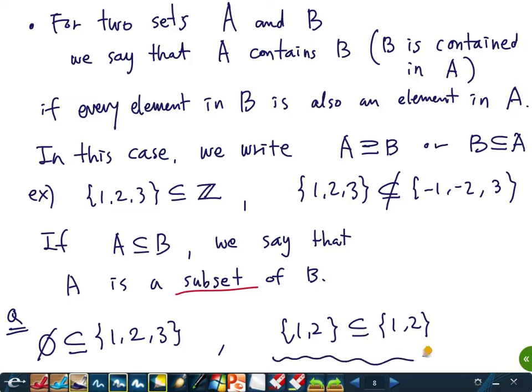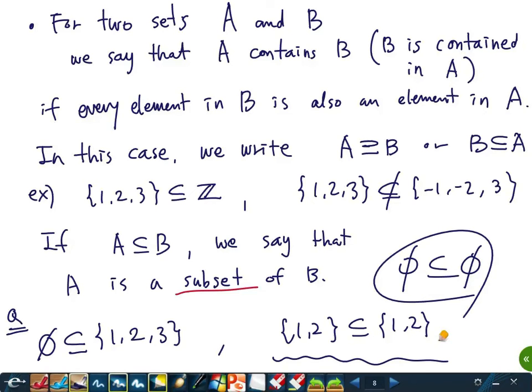What about this? Is this true? Yes? Everything here is also here. They can be the same thing. It's possible they're the same thing. What about this? Also true. Because there's nothing to check. It's automatically true. So empty set is a subset of every set.